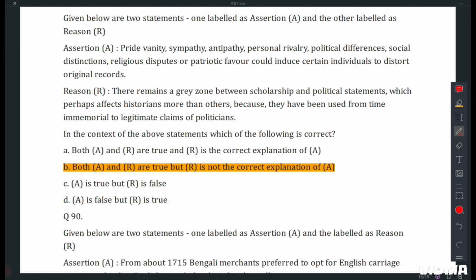यहाँ पर वो बात अलग कर रहे हैं, यहाँ पर वो बात कर रहे हैं certain individuals to distort original records. कुछ चीज़ें जैसे कि प्राइड, वैनिटी, सिंपैथी, एंटीपैथी, पर्सनल राइवलरी और पॉलिटिकल डिफरेंसेस, ये सारे की वजह से जो ओरिजिनल रिकॉर्ड्स है वो बदले जाते हैं, चेंज किए जाते हैं. बट देयर रिमेन्स अ ग्रे जोन बिटवीन स्कॉलरशिप एंड पॉलिटिकल स्टेटमेंट. यहाँ पर जो स्टेटमेंट है ये दूसरा है. ओके, दोनों सही है, बट जो स्टेटमेंट है वो दूसरा है. ये परसेप्शन ऑफ हिस्ट्री है. ठीक है, जो पॉलिटिशियंस अपने अकॉर्डिंग चेंज करते टू लेजिटिमेट क्लेम्स. ओके.